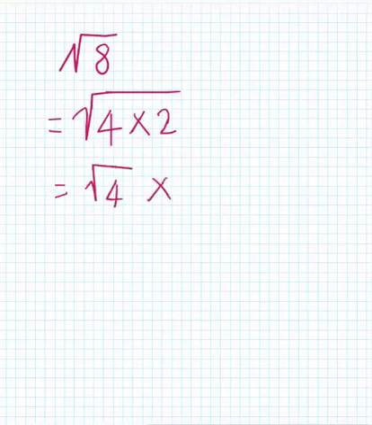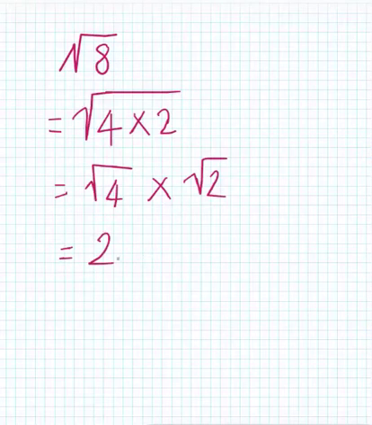I've got the square root of 4 times the square root of 2. Now I know the square root of 4, because it's a perfect square, the answer is 2. It's a whole number times the square root of 2. And we know that the times is just invisible here.